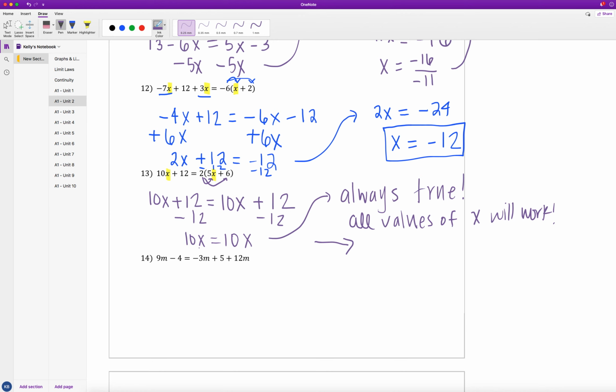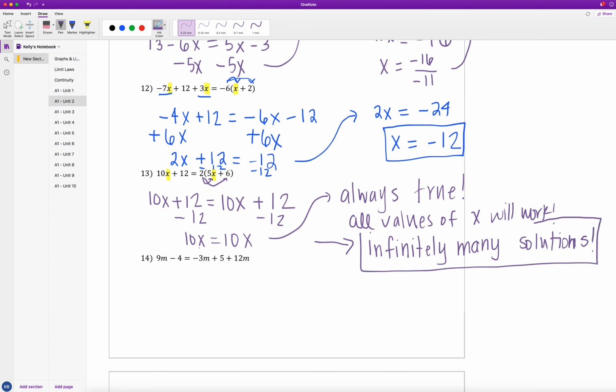Well, now I have an equation that any value of x will work, which means I actually have what we call infinitely many solutions. Because all values of x will work, so I get infinitely many solutions for this equation. Oop, it should say an n. There we go. Infinitely many solutions. So this is kind of the first example where we've seen where we don't always just get one answer.